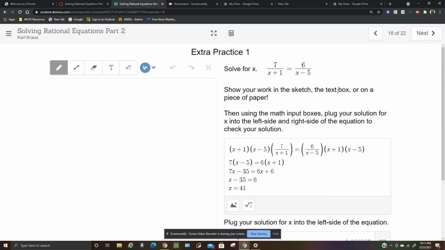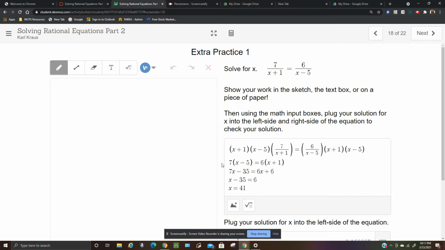And so I'm going to just go over the extra practice problems here. When I look at these two denominators, x plus 1 and x minus 5 are the denominators. So the LCD is x plus 1 times x minus 5. I'm going to multiply both sides of the equation by the LCD. Notice that it's the same as cross multiplying.